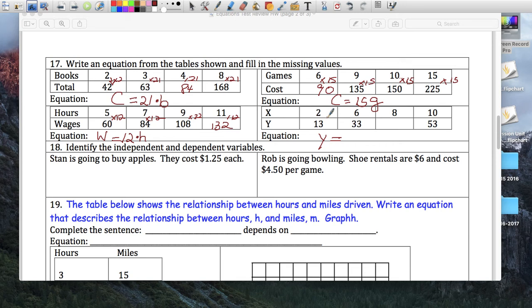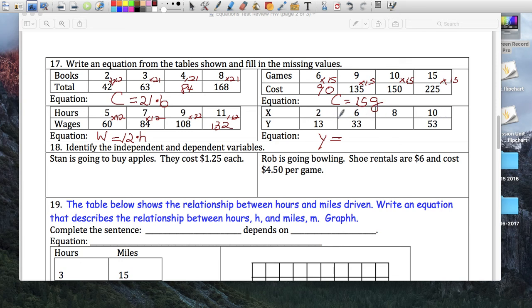Rob is going bowling. Shoe rentals are $6 and cost $4.50 per game. So remember the sentence: the total blank depends on this. So the total cost depends on what? It depends on the games. So my independent and my dependent: my dependent is the total cost.